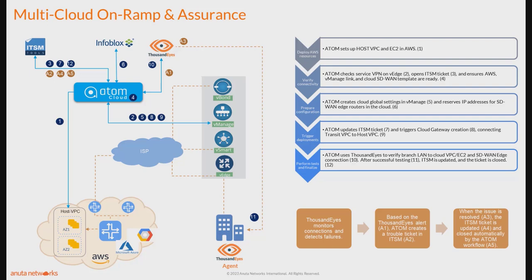Atom also integrates with Thousand Eyes for monitoring. Thousand Eyes agents in the branch monitor connectivity between the branch and AWS workloads. In the event of performance degradation, Atom consumes the alert from Thousand Eyes and takes action. This action can raise an ITSM ticket, notify the operations team, execute checks to report the state of the network, take a remediation action to resolve the issue, etc.